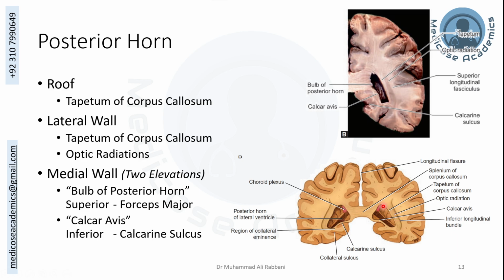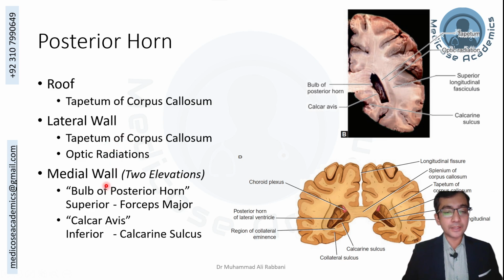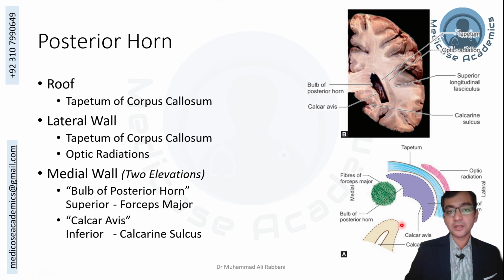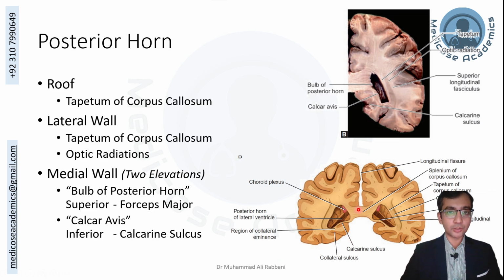So you can see the tapetum fibers going right here, and optic radiations on the lateral aspect of that, and inferomedially the calcar avis is shown a little more prominently here. So all of these structures are shown. The roof, tapetum, the lateral wall, tapetum. Lateral to the tapetum, there is optic radiation, and then on the medial wall, forceps major making up the bulb of the posterior horn, and calcar avis being made by the calcarine surface. So this is about the posterior horn.